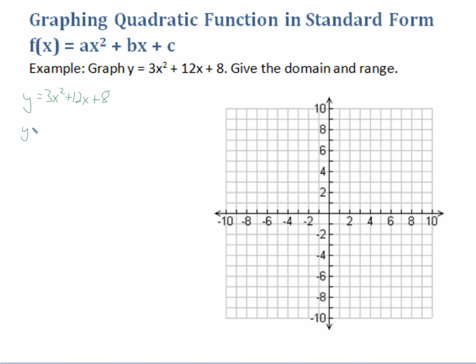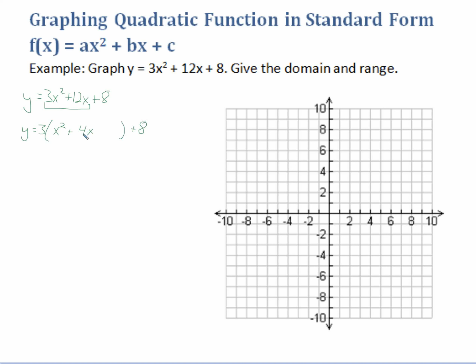So if you recall, we want to factor the 3 out of the first two, or factor a common factor out of the first two. In this case, it's 3. You do not factor out the x. So we have x² + 4x. We're going to leave our 8 out here.